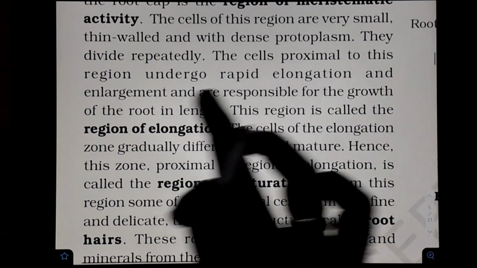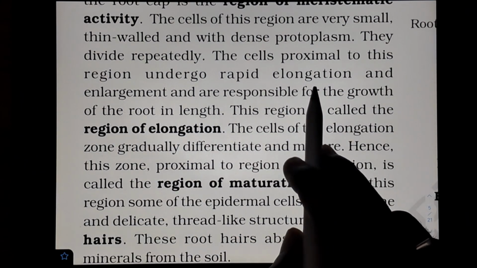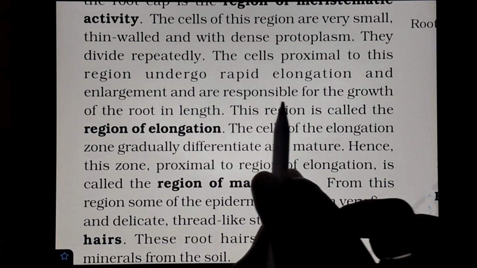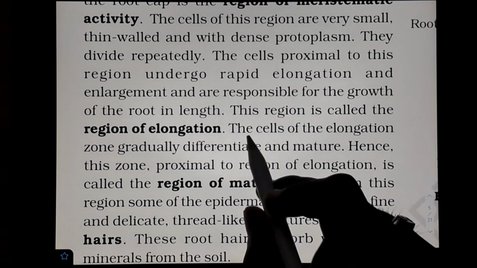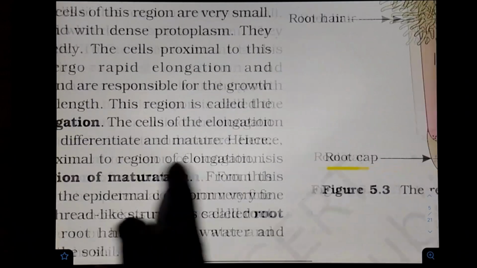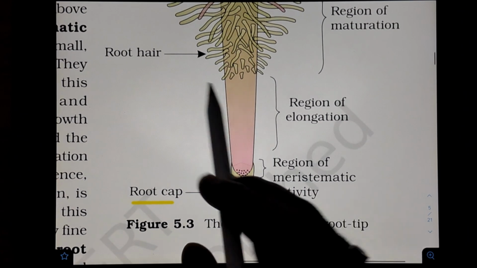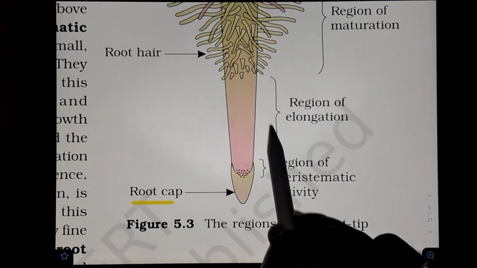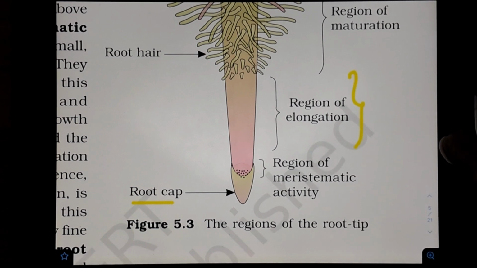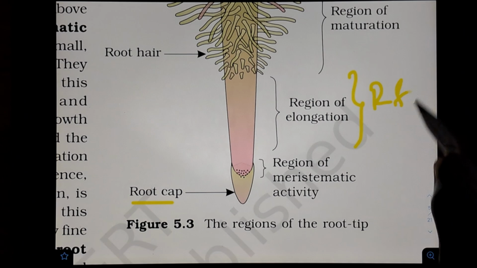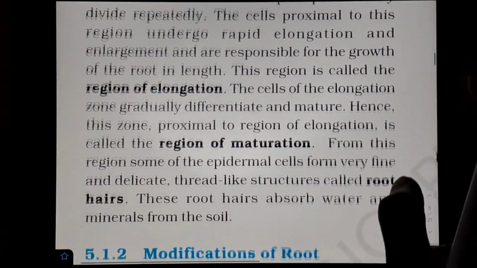The cells proximal to this region, a little above, undergo rapid elongation and enlargement, and are responsible for the growth of the root in length. This region is called the region of elongation. It is responsible for the increase in length.